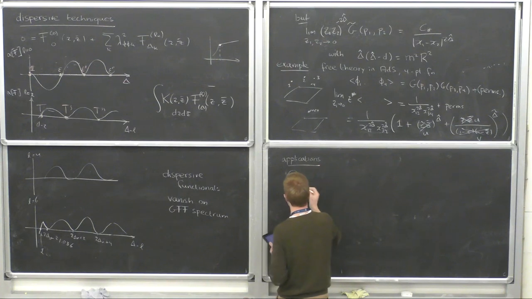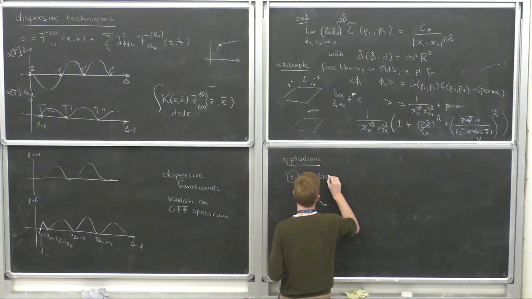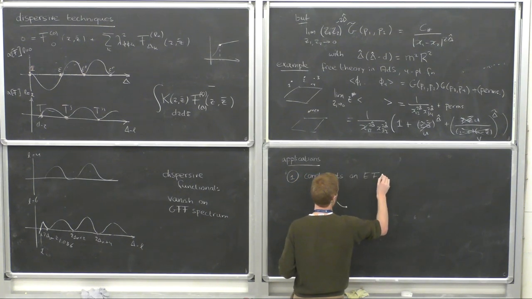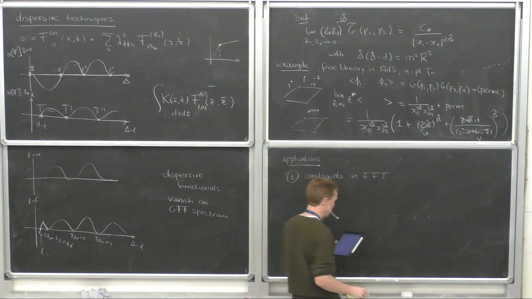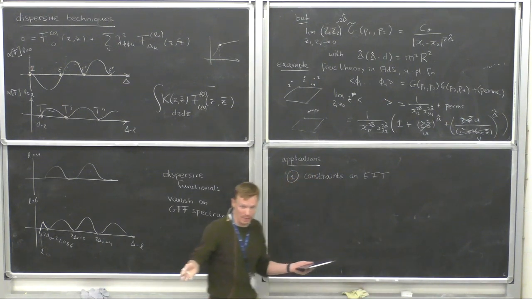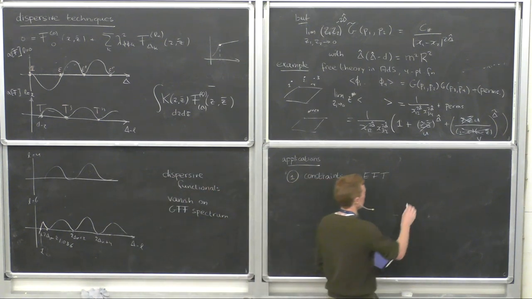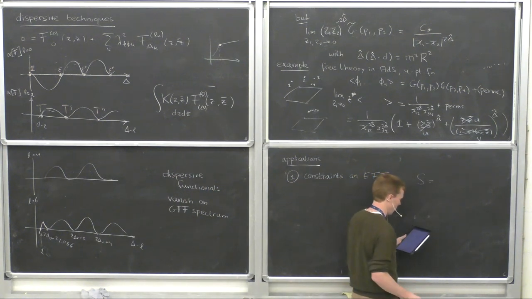Constraints on low energy effective theories. So is what I want to say, on effective field theories. Effective field theories are theories that are free at long distances, but then they have small corrections that scale with some power of the coupling.